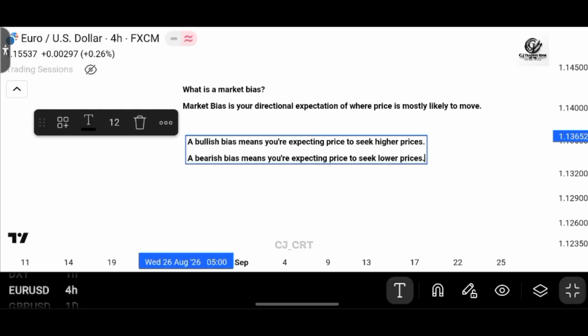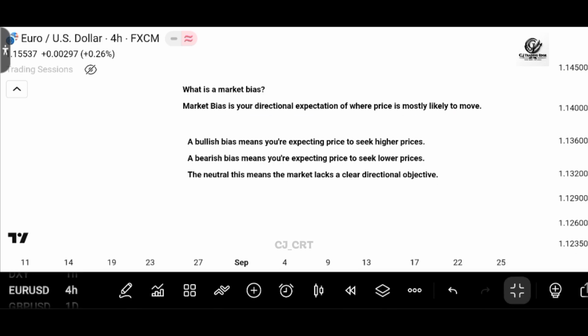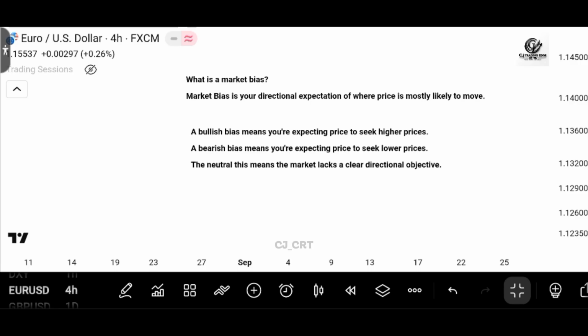I forgot to add something. We also have the neutral bias, and this means that the market lacks a clear directional objective. So the best thing to do in this situation is to wait to get a clear market direction so you won't make mistakes.